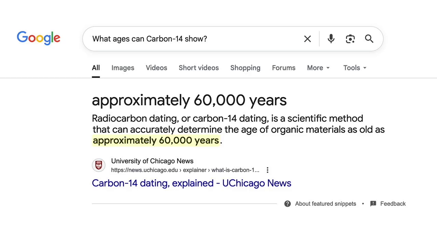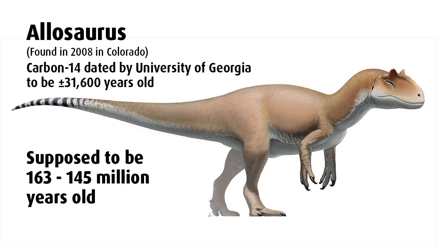Now, 60,000 and 64 million are a factor of 1,000. That's how much of a difference there is. 1,000 times older than what they're supposed to be. So another example of a dinosaur fossil that was dated with carbon-14 was from the University of Georgia, and it was found to be about 31,600 years old. And it's supposed to be 163 to 145 million years old.